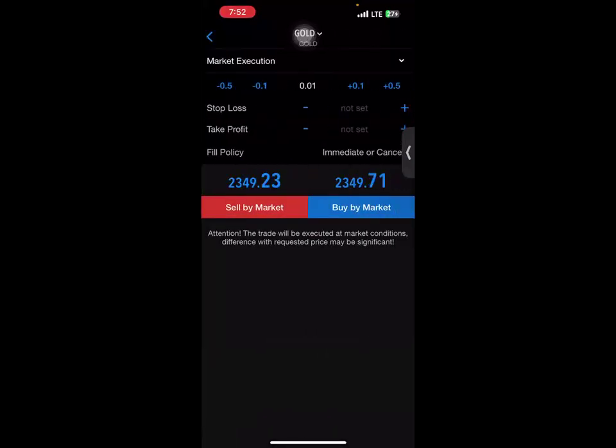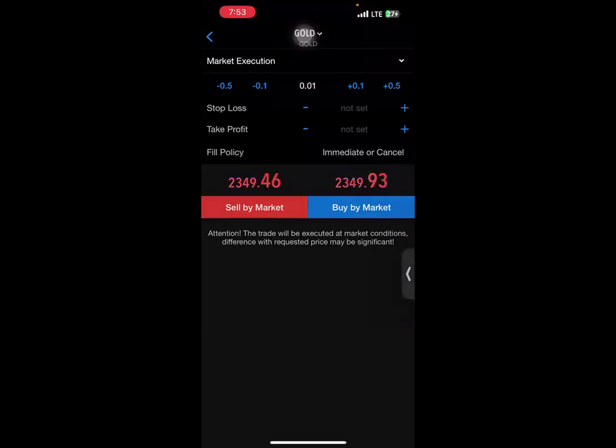Perfect. So when you click on gold, when you click on trade, your screen is going to look exactly like this. The next thing you want to do is to start inputting the numbers that you've been given.